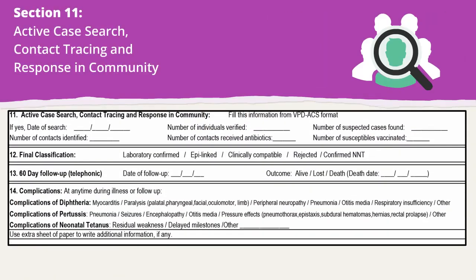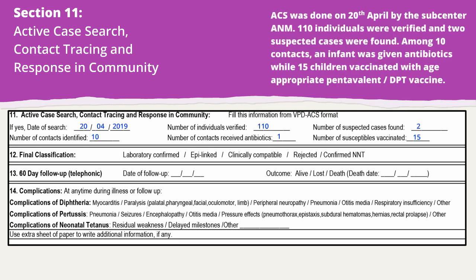Active case search in the community is important to identify all the suspected cases, contacts as well as the susceptible for early intervention. The ACS should be done using the VPD ACS format. Important components of ACS are number of individuals verified, number of suspected cases found, number of contacts identified, number of contacts received antibiotics, and number of susceptible vaccinated.